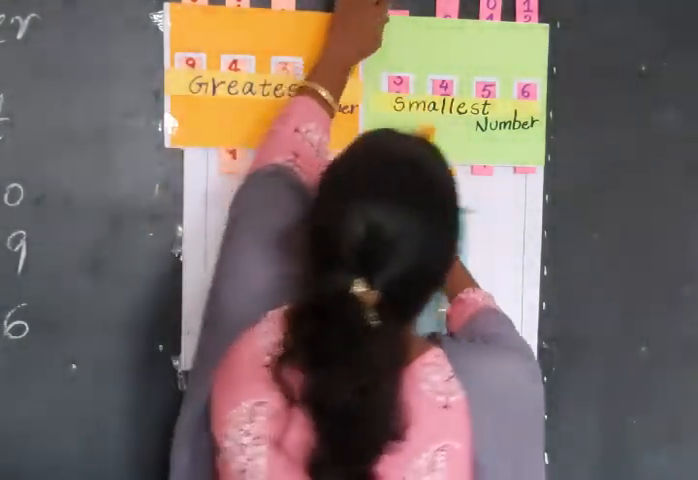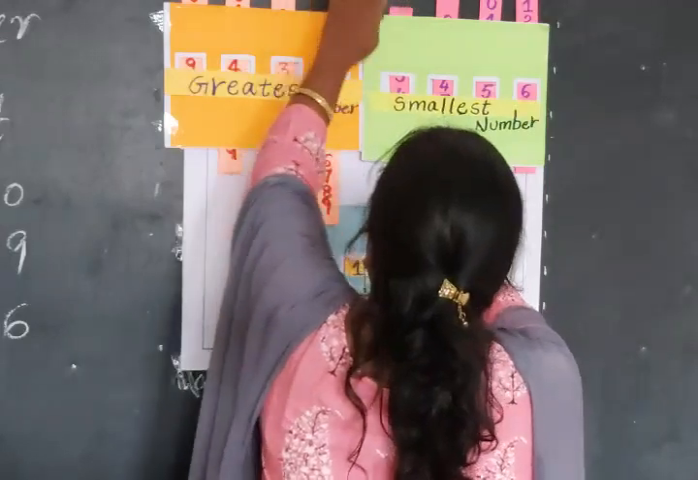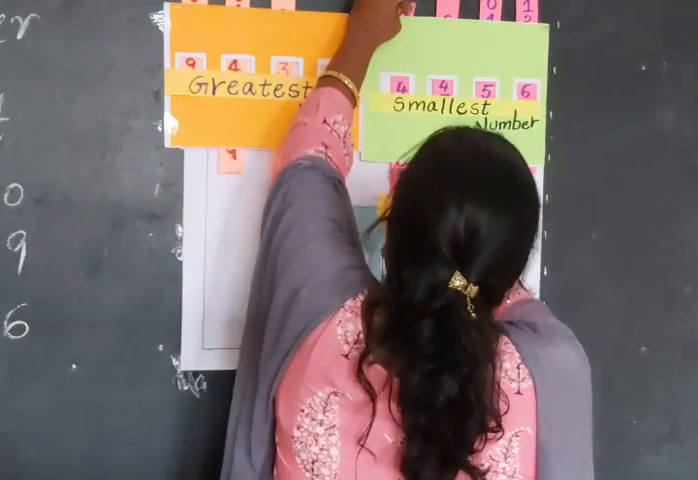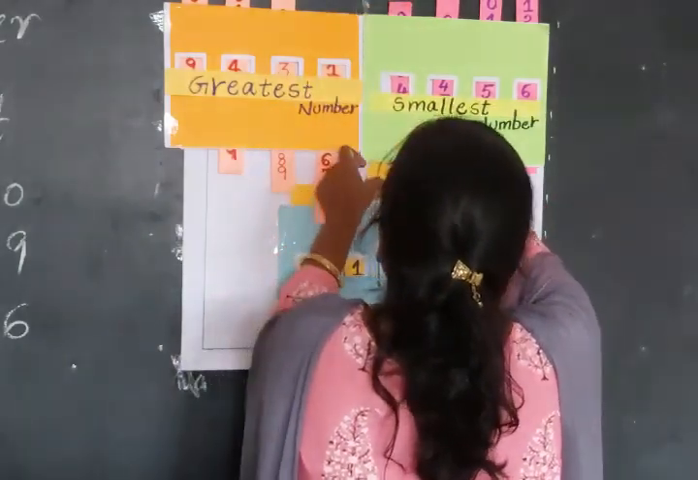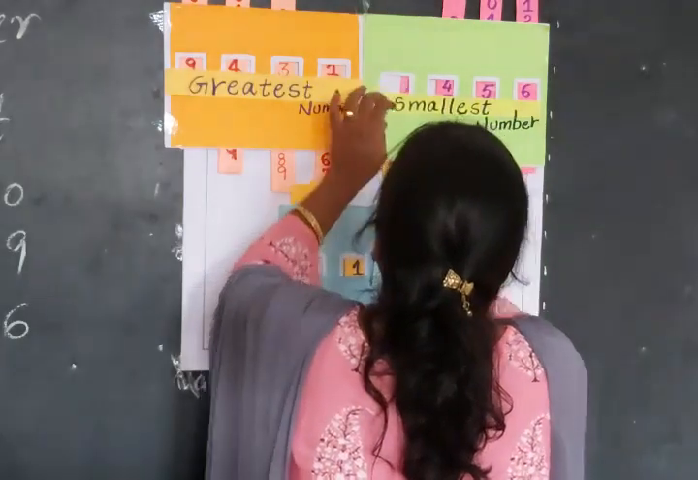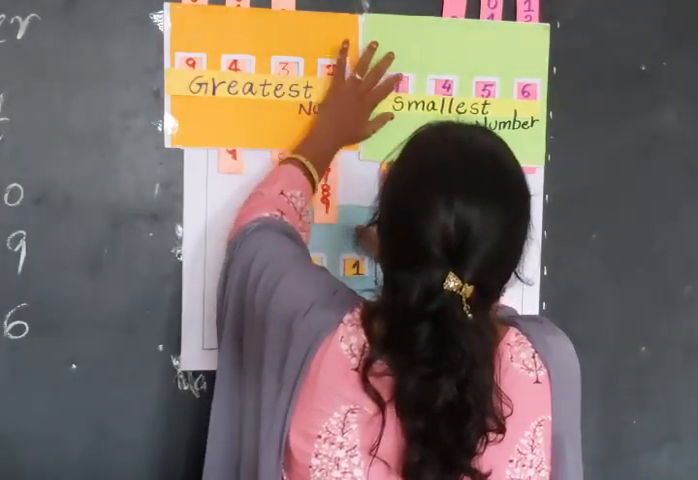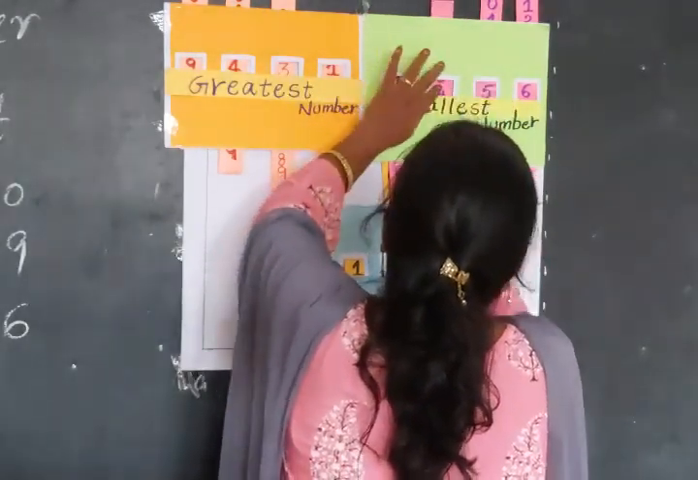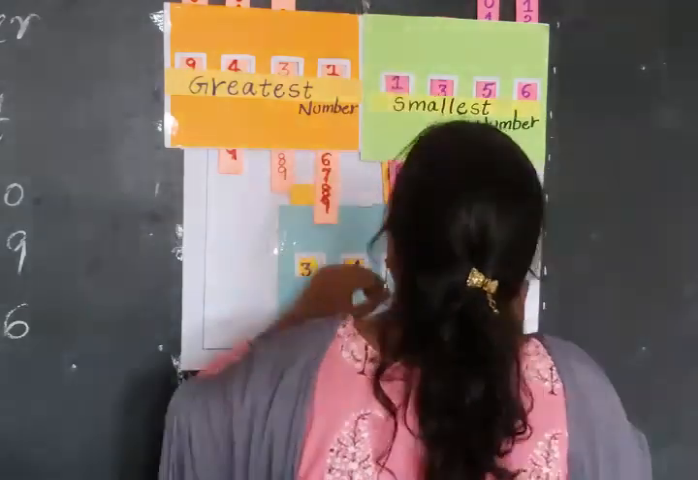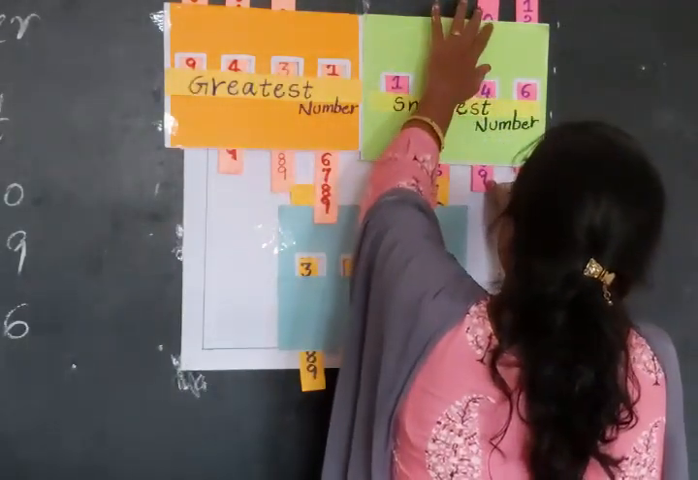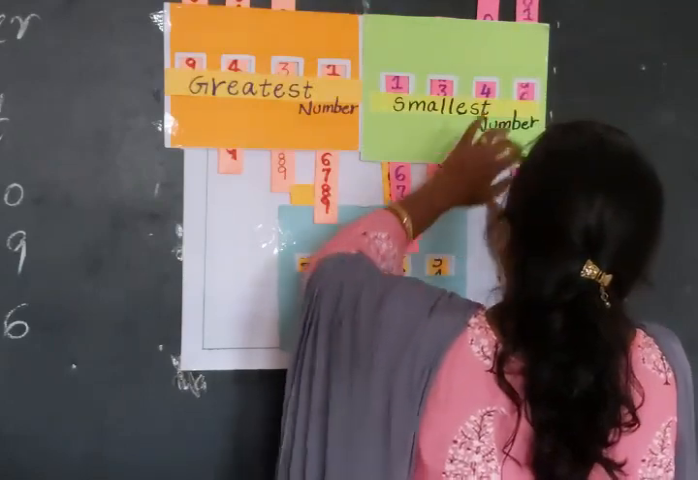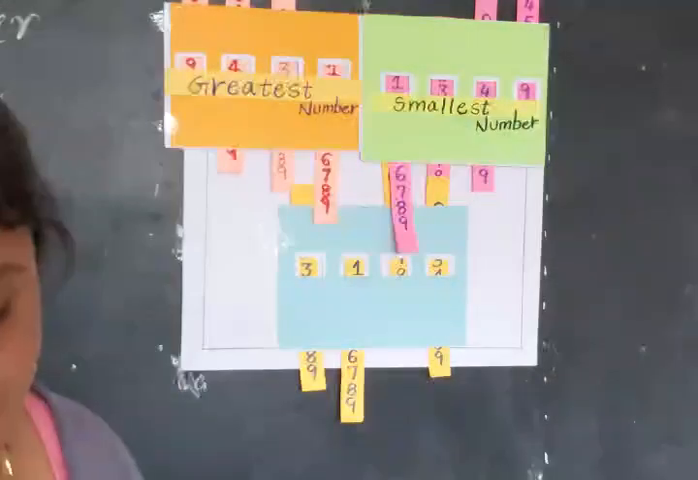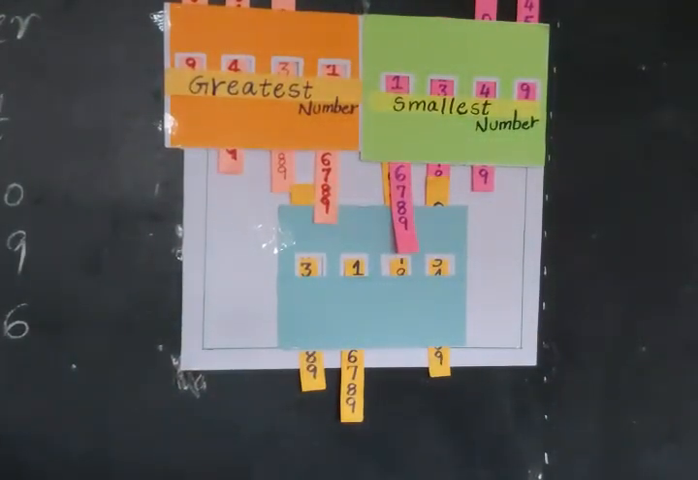Now let us form the smallest number. Just you have to reverse it or write in ascending order. What is the ones place number here, children? That is 1. So keep 1 in thousands place. This is 1. And next, hundreds place 3. And 4 in tens place. And 9 in ones place. So what is the number? 1349.